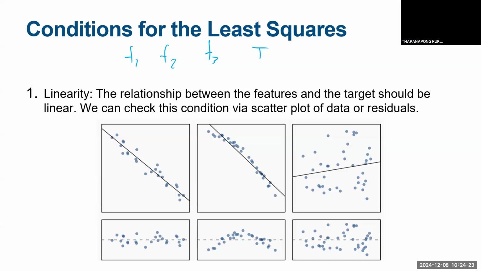So how can we check that the plot has a linear relationship?